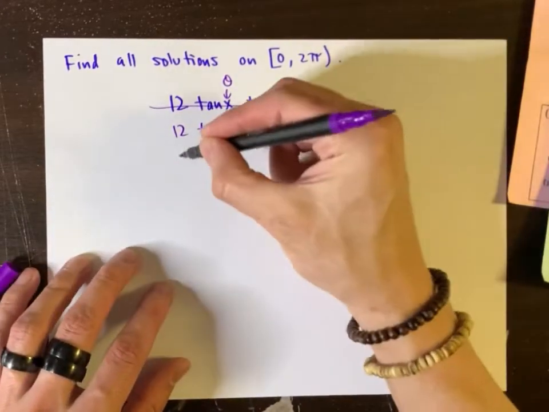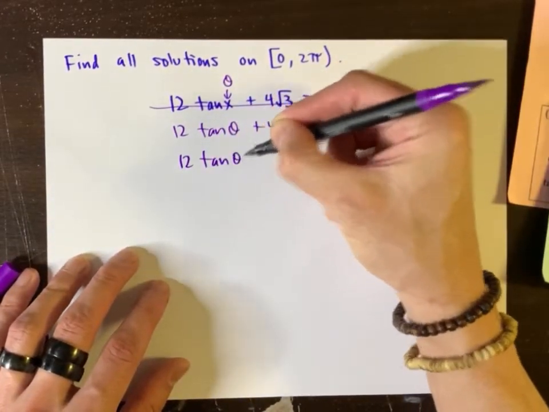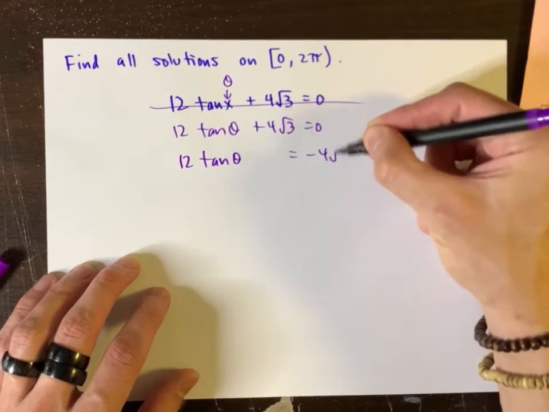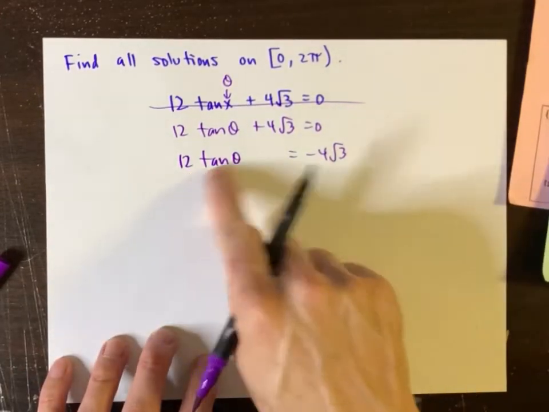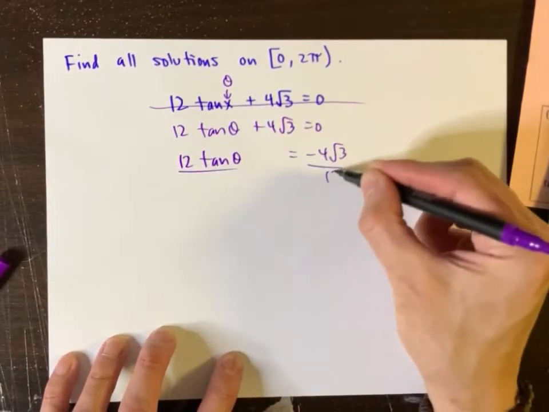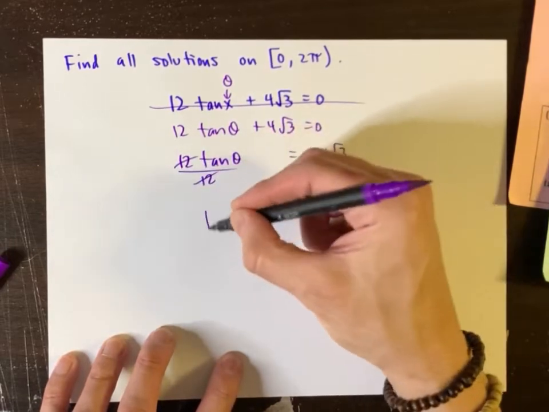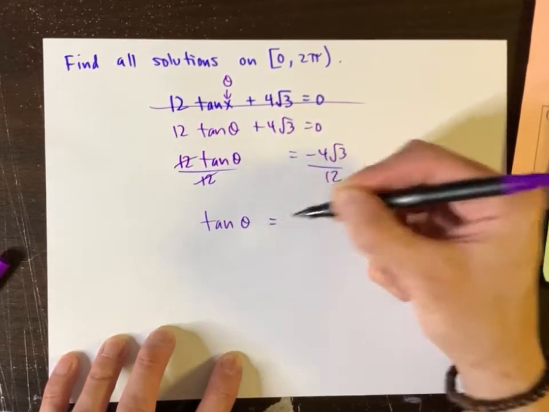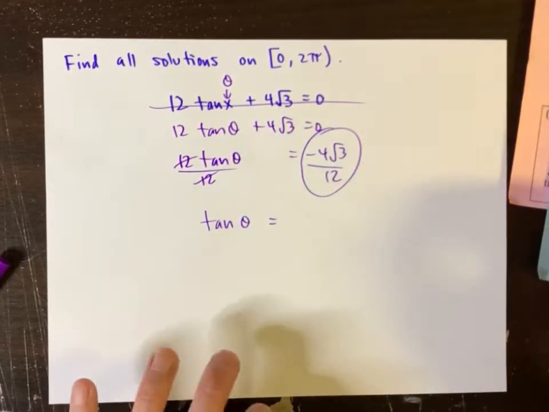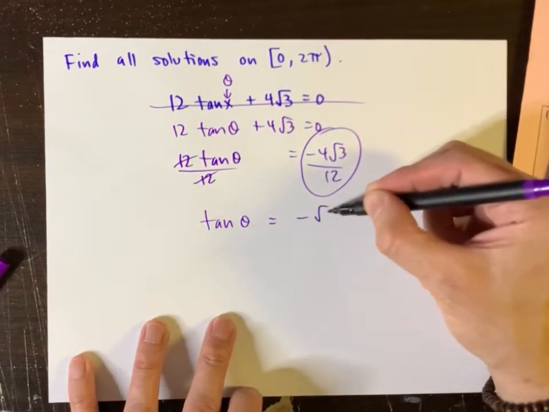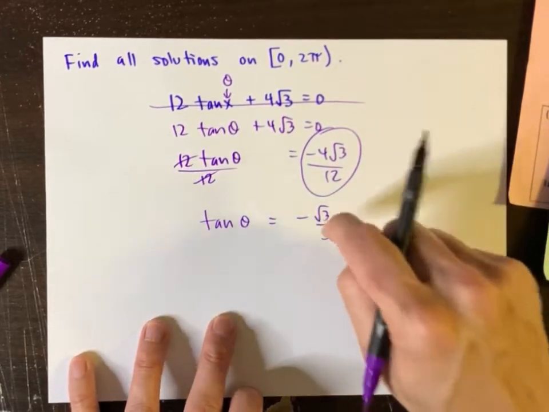Subtract this to this side. 12 tangent theta equals -4 square root 3. Let me divide both sides by 12. Okay, gone. So tangent of theta equals, type this into a calculator, it'll say -square root 3 over 3. It'll simplify it to become this.